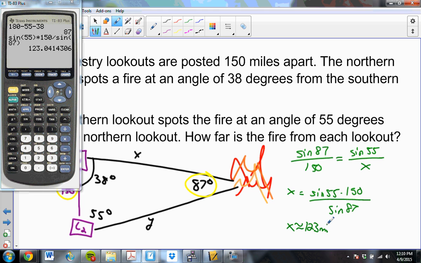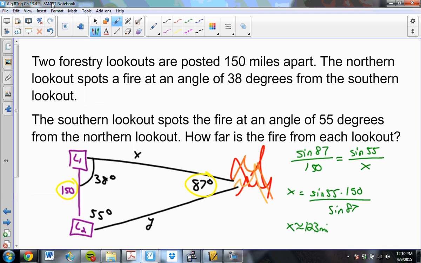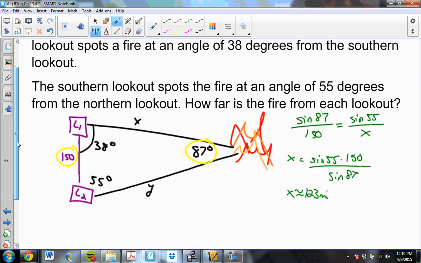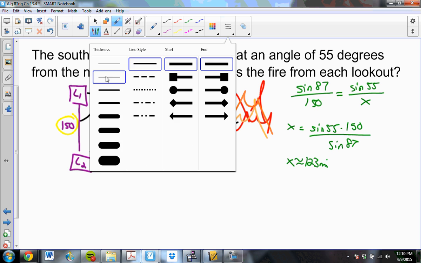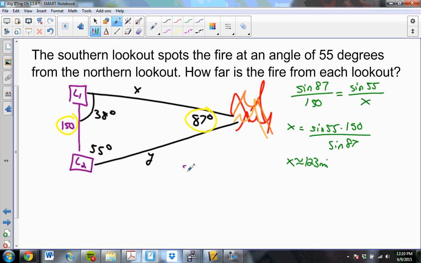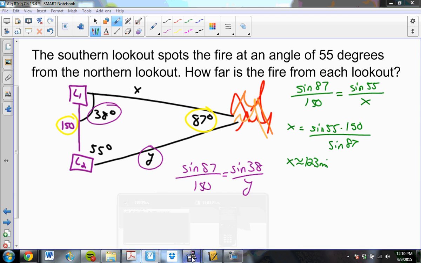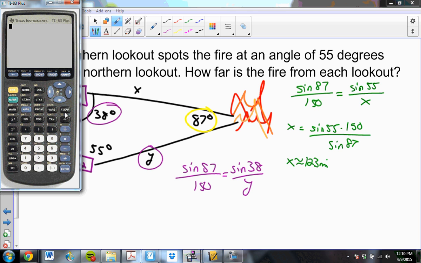Then we do the same thing for the other one. We can't use the Pythagorean theorem to find side y because we don't have a right triangle, so we would just set the same sort of proportion, however. Sine of 87 over 150 is going to equal the sine of 38 over y. So I'd do sine 38 times 150 divided by sine 87. And we get 153 miles.